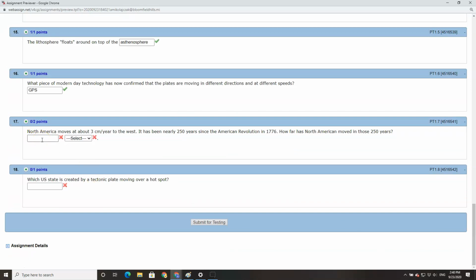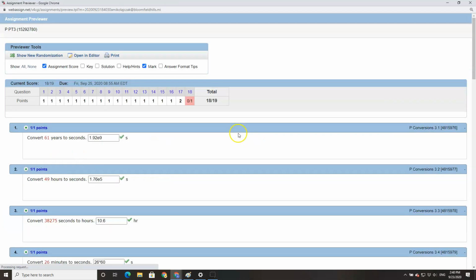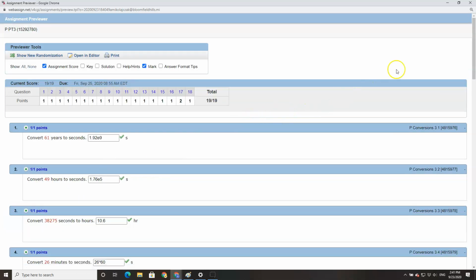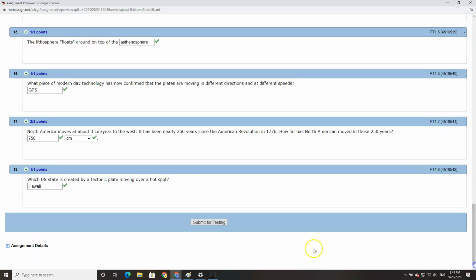North America moves at about 3 centimeters per year west. It's been nearly 250 years since the American Revolution. How far has it moved in those 250 years? It's moved 750 centimeters. United States state created by a tectonic plate moving over a hotspot. That is Hawaii. And that concludes it.